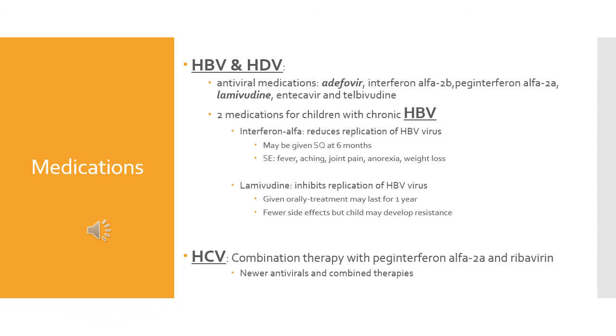Two medications that are approved for children with chronic hepatitis B include interferon alpha and lamivudine, both of which inhibit and reduce the replication of the hepatitis B virus. For hepatitis C, the most common treatment is a combination therapy of PEG interferon alpha 2A and ribavirin.